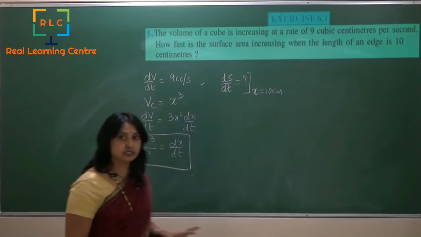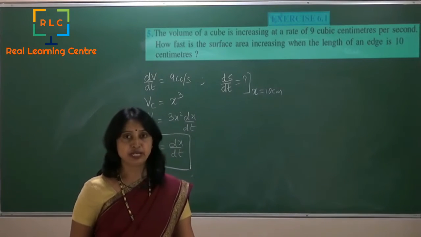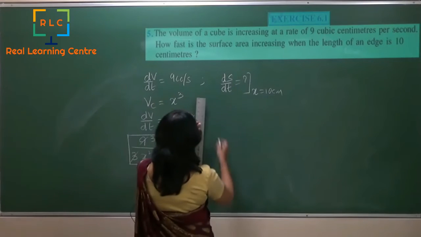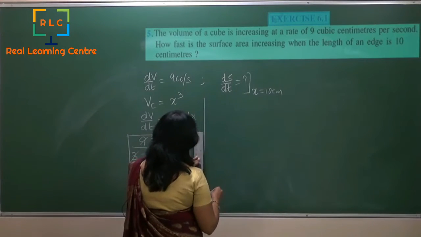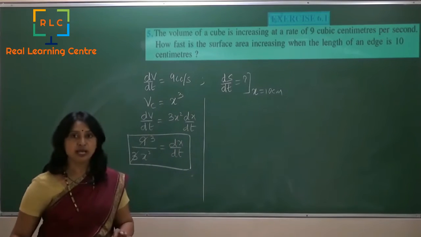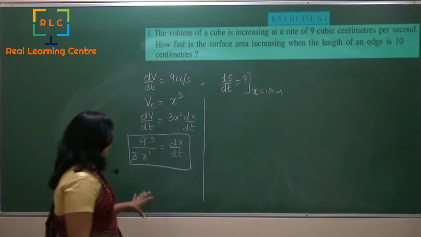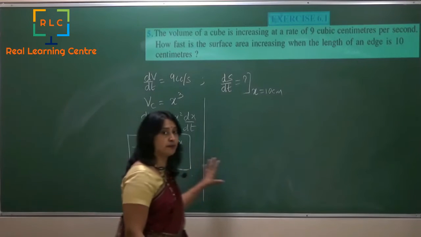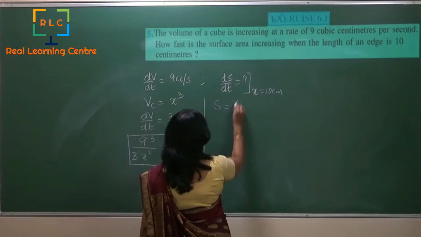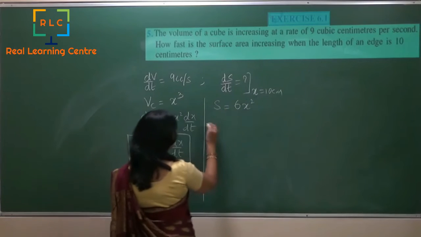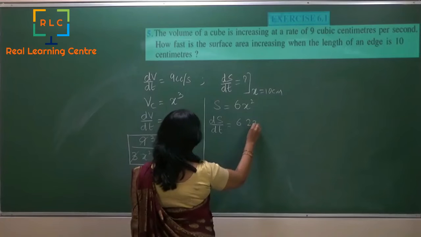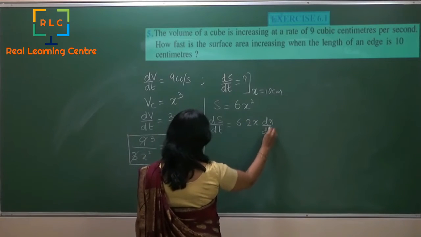So whenever they ask you about surface area, giving the information about volume, you will be shifting from volume to surface area. In such cases, please divide your page into two parts so that your presentation is very clear and they can understand that you have carried one part's result to the other part. So now let me start with the surface area of the cube. Surface area is equal to 6x square. Differentiating this, ds by dt is equal to 6 into 2x into dx by dt.